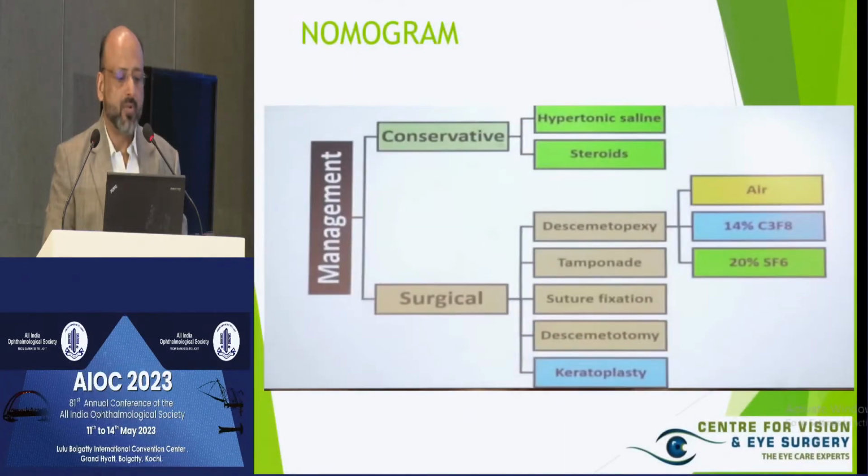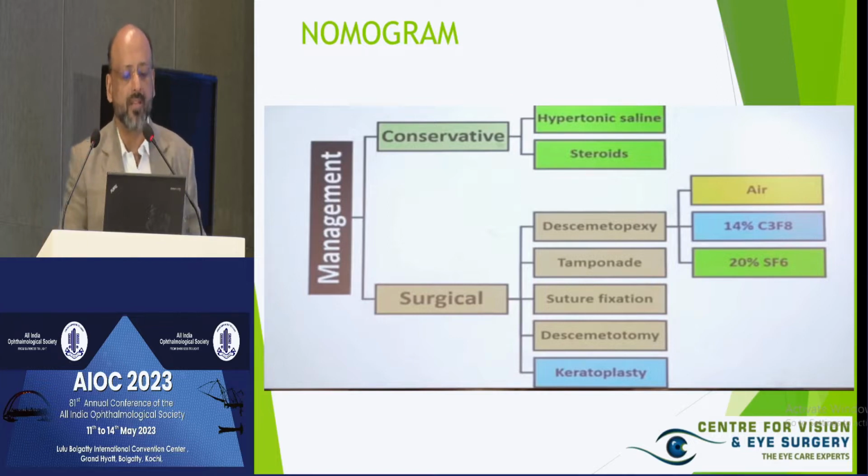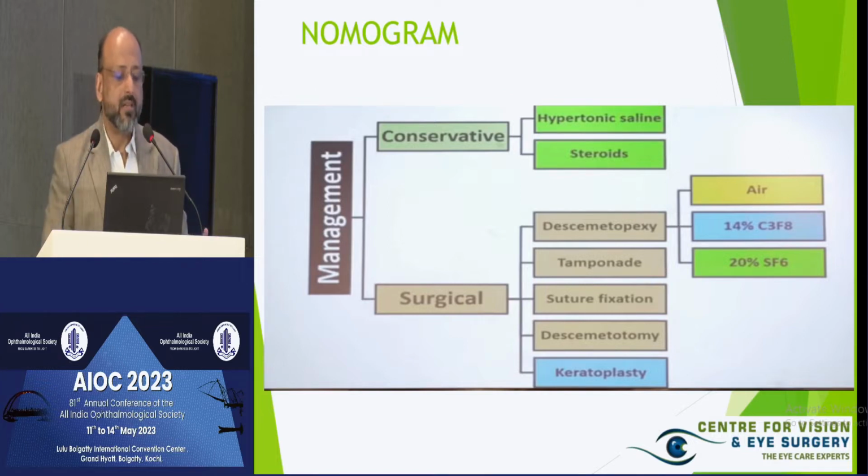This is a nomogram which I borrowed, where you have basically two options, conservative and surgical. Conservative, basically hypertonic saline, not very effective. Steroids probably a better idea. Surgical, in terms of use of descemetopexy, which I'll elaborate more on, where you can use air, you can use 14% C3F8 or 20% SF6 for tamponade.